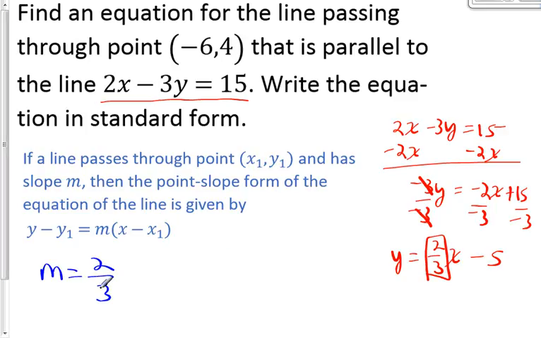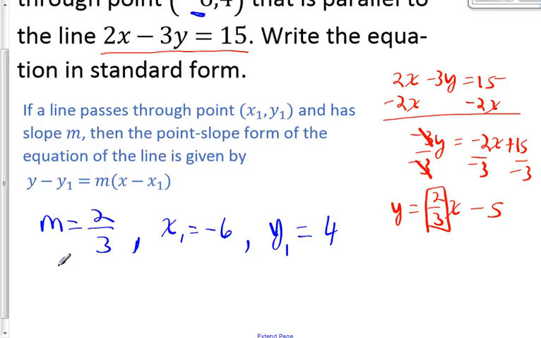Now that I have the slope, and I also have this point, I know that x1 is equal to negative 6. That's the x value of the point. And I also know that y1 is equal to 4. So I have everything I need to plug into this form right here. I have y1, I have m, and I have x1. So let's plug in. The equation of the line is going to be y minus y1, which is 4, equals m, which is 2/3, times x minus x1, and x1 is negative 6.